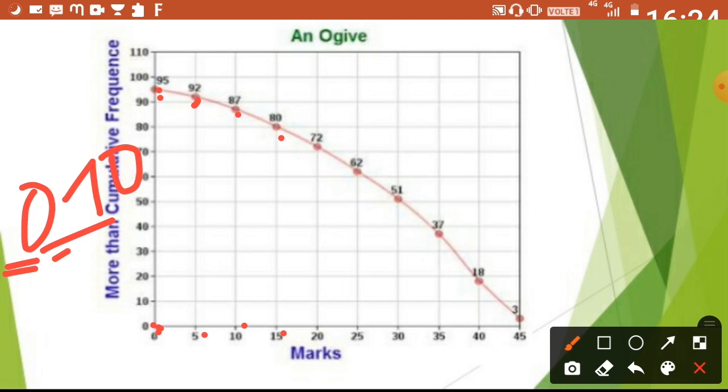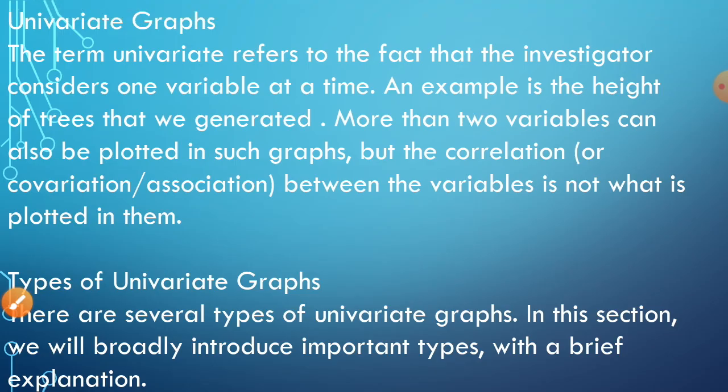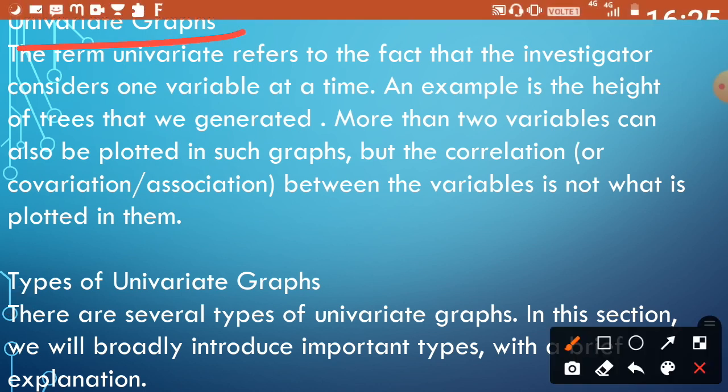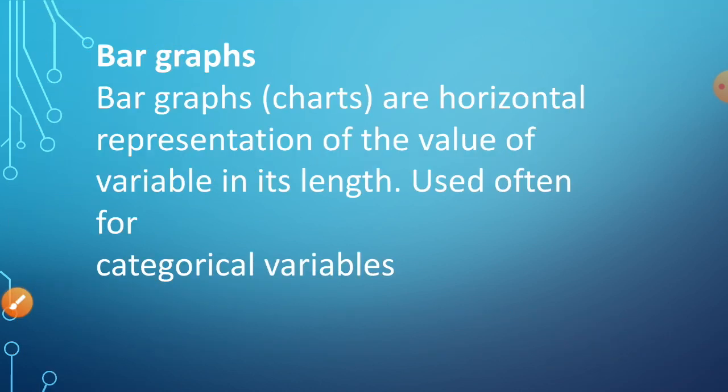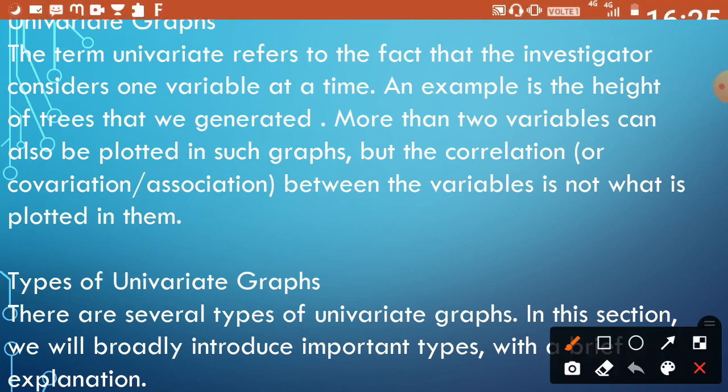Now we are finished with the ogive or cumulative frequency graph. Actually, throughout the graphs, explaining the cumulative frequency graph is the hardest thing. So now let's have a look at univariate graphs. I have already explained that univariate means we consider one variable at a time, right? Let's have a look at the types of univariate graphs. I had already explained in my previous slides what the types of univariate graphs are, so here we will be looking at each of them one by one.